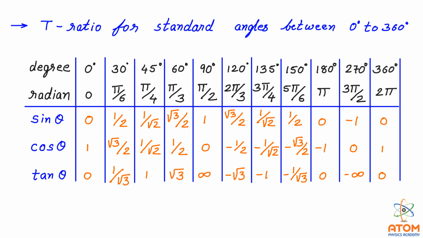So obviously the ratio of sine and cos for 270 degree will be minus 1 upon 0, that means minus infinite. The values of all the functions for 360 degree will be exactly the same as 0 degree, because the points of 0 degree and 360 degree are just the same. So you can see sine 0 and sine 360 both are 0, cos 0 and cos 360 both are 1, tan 0 and tan 360 both are 0.